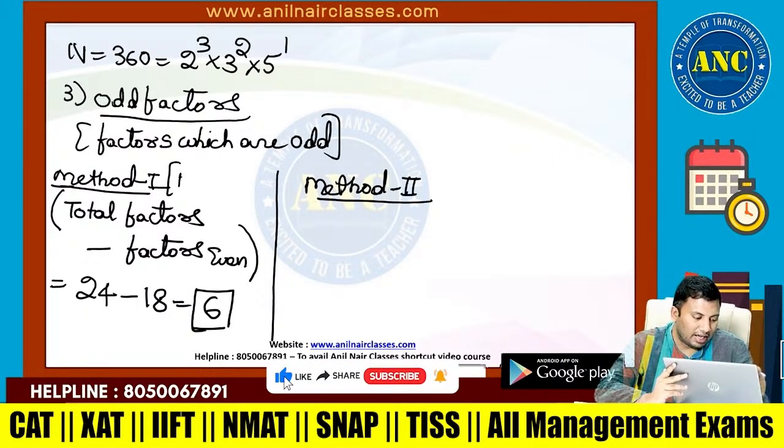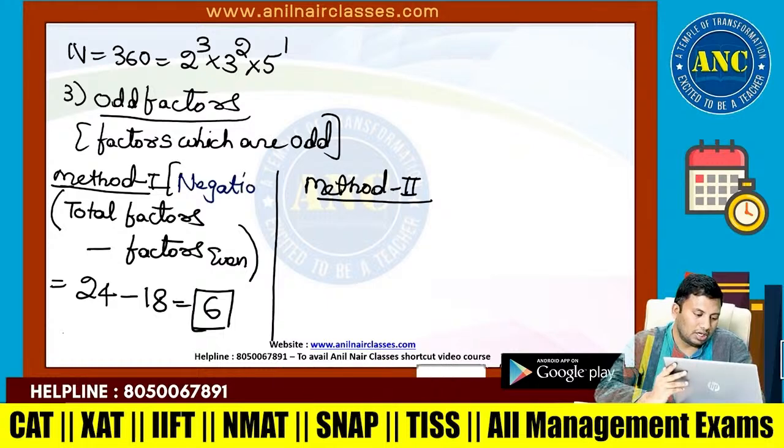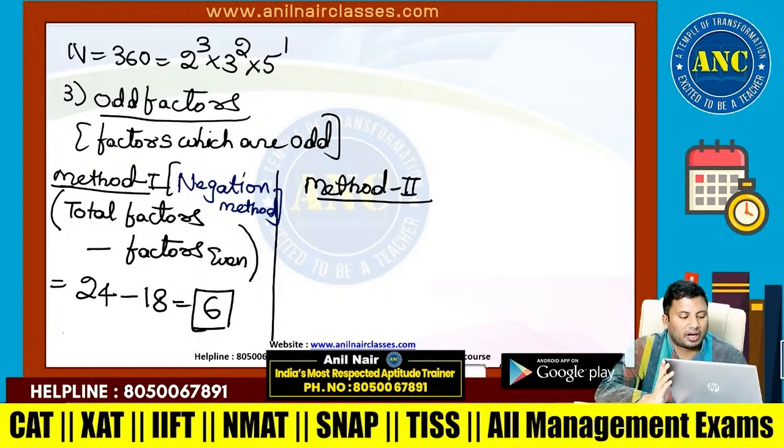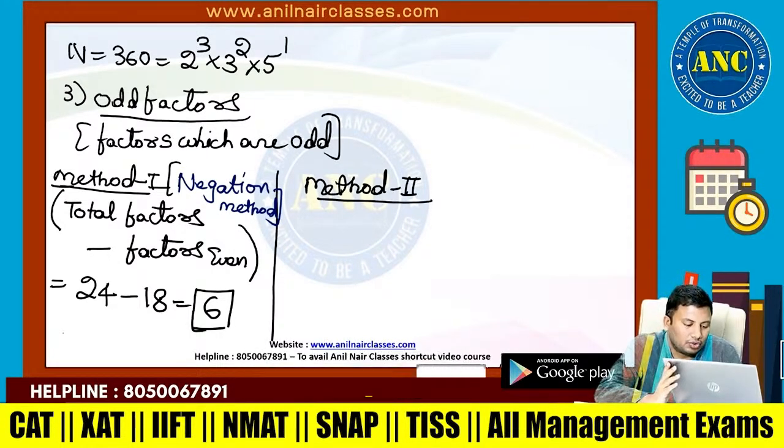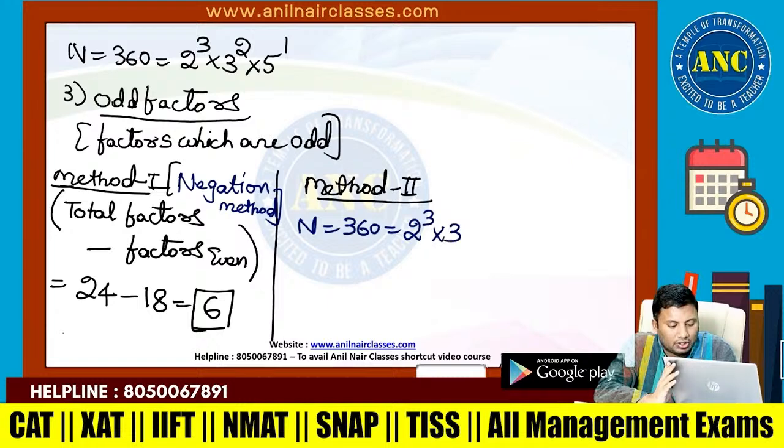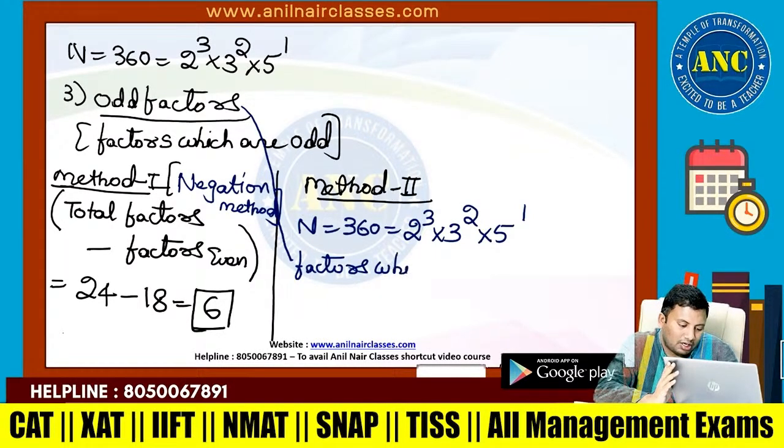This is called the negation method. Negation is total minus none. Negation method: total factors minus factors which are an even number. Method 2. See here, sir. N is 360. 360 is nothing but 2 cube into 3 square into 5 power 1. Odd factors. Odd factors means factors which are not divisible by 2.